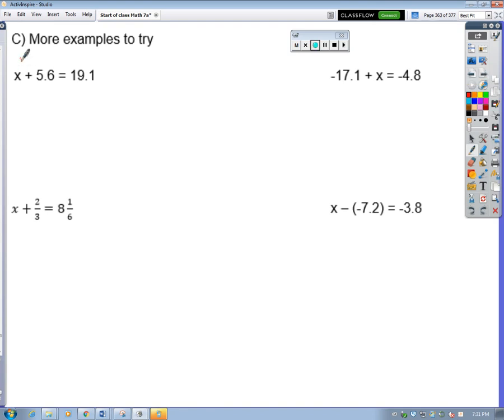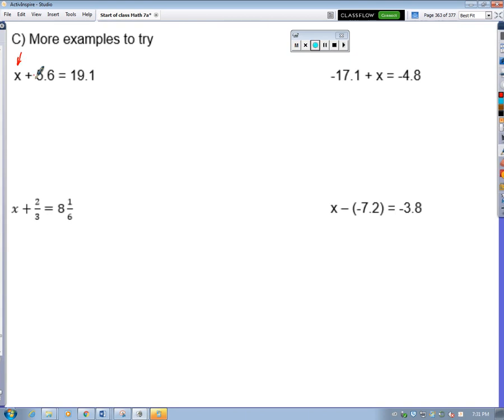Here we have a mystery number. We have x again. We want to find out what it is. X, so this number plus 5.6 equals 19.1. Okay, it's a little difficult to figure it out mentally, so we're just going to go through our two steps to find this out. First step, we want to cancel out 5.6. To cancel this out, we're going to do the inverse operation, the opposite. So I'm going to go minus 5.6 over here.